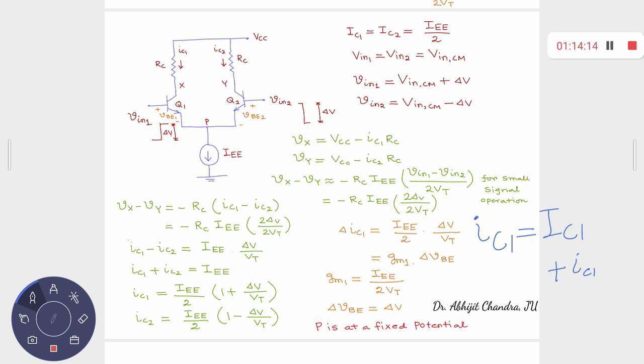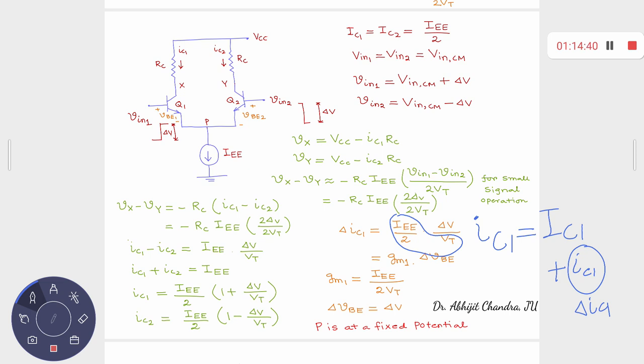So what is the small signal of this IC1? I can call it delta IC1, and I can also regard this as delta IC1. What is that? IE by 2 into delta V by Vt. Now, this thing, IE by 2 by Vt.